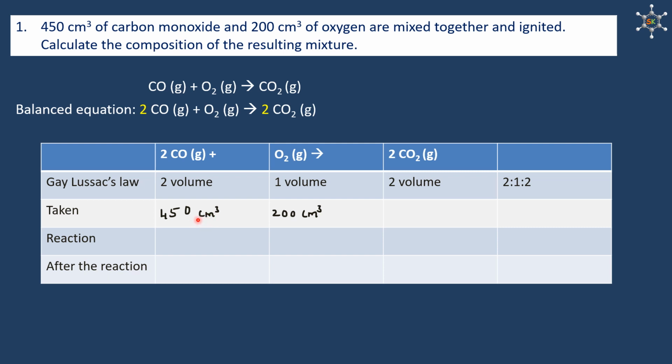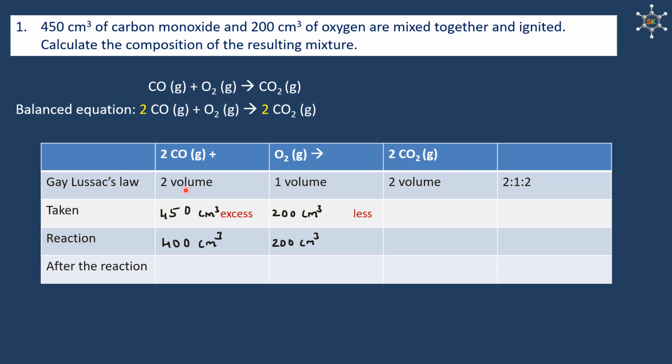What we understand from this is that carbon monoxide is present in excess and oxygen is present in lesser amount. In a scenario like this, whatever is present in lesser amount will be completely consumed during the reaction, meaning all 200 cm cube of oxygen will react in this situation. For 200 cm cube of oxygen, 400 cm cube of carbon monoxide will be used.